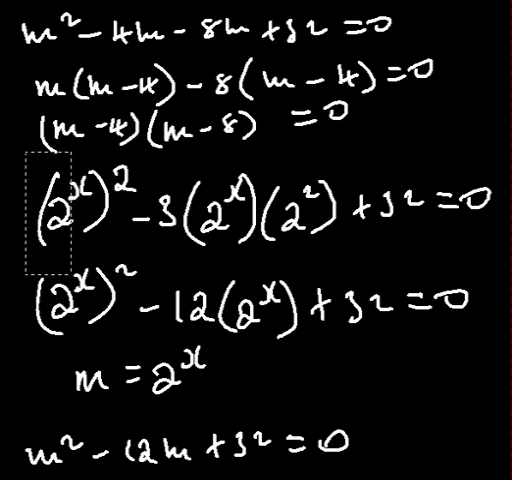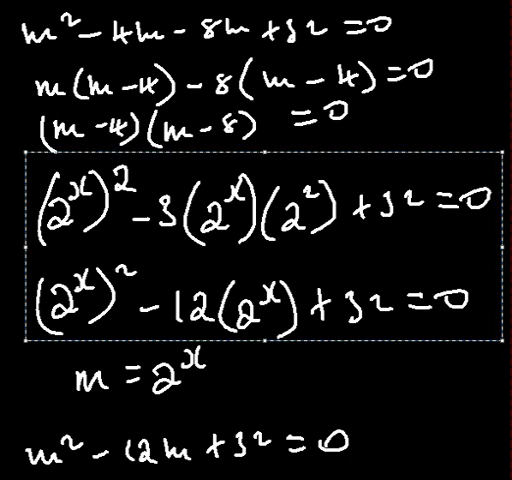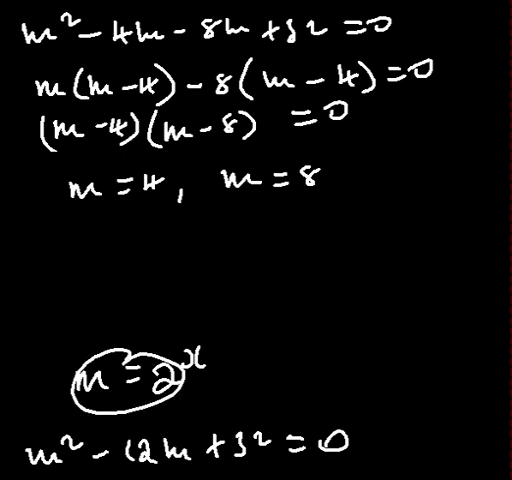So on that point, what we can have is now to solve for m. We have m is equal to 4, and also m is equal to 8. Now these are the actual values of m that we have, but our equation is in the form of x, so we'll have to turn back into x. So we'll have to substitute m here.